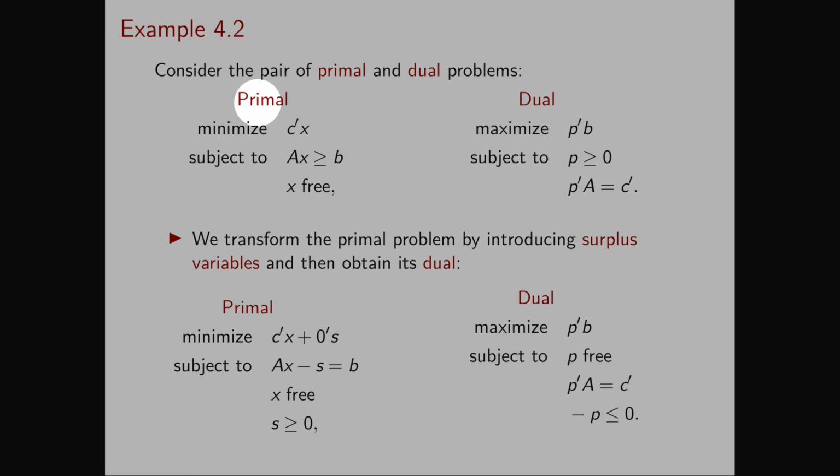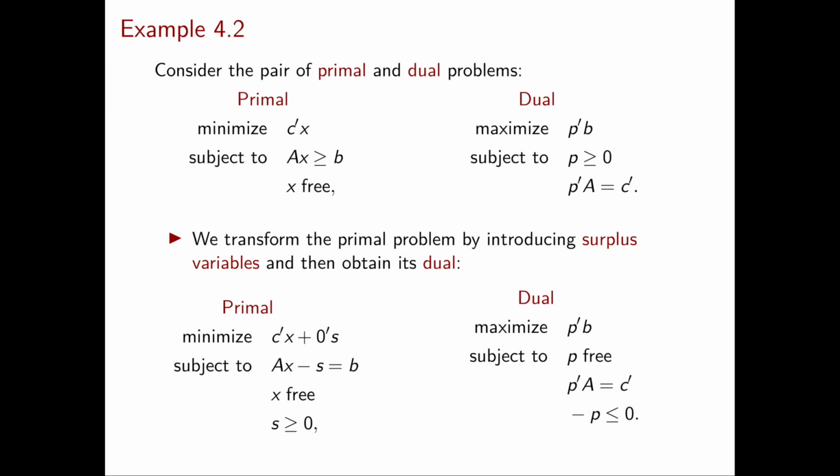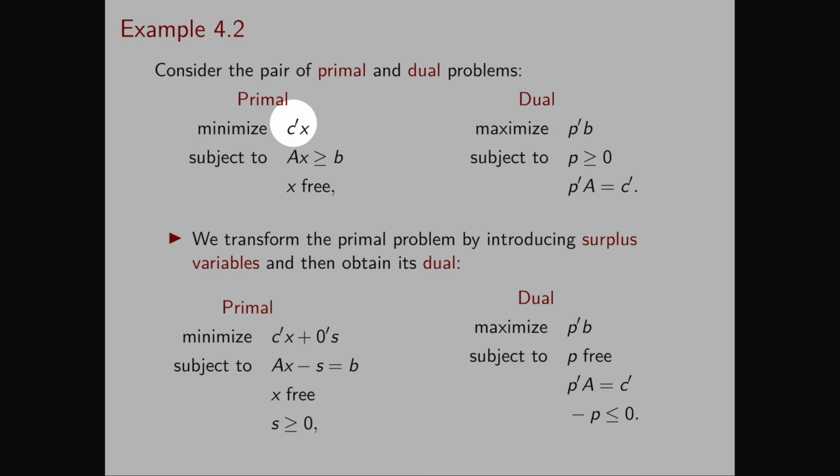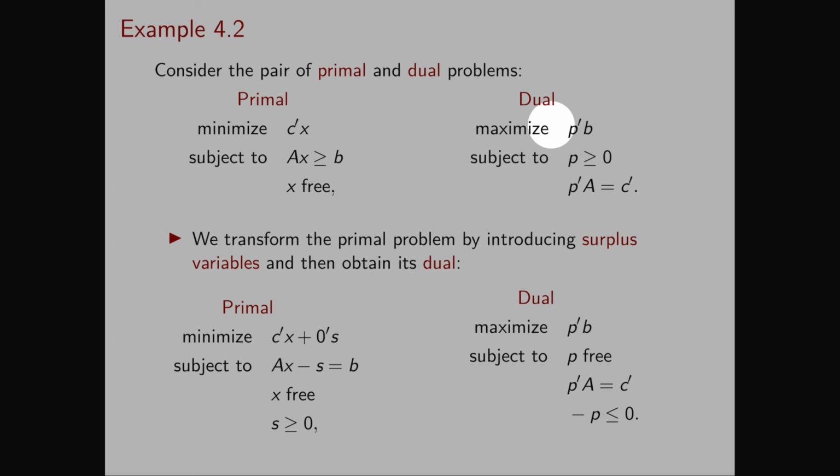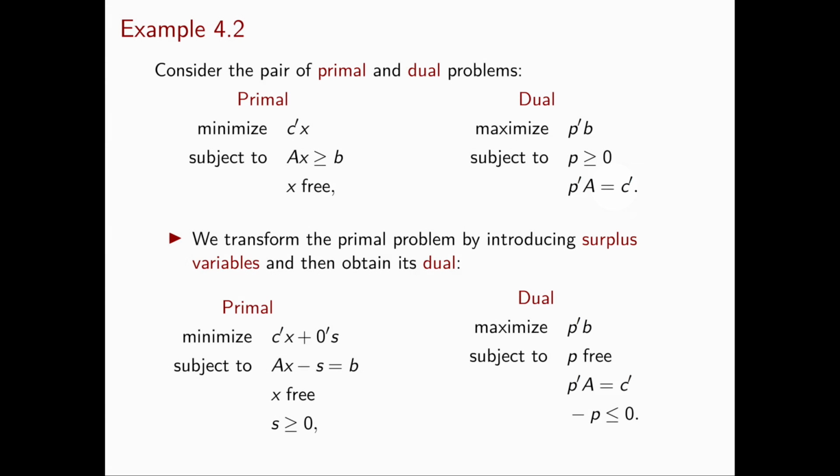Let's look at the primal problem written here. We're minimizing C transpose X subject to AX greater than or equal to B and X free. If we write down the dual following the definition, we obtain the problem of maximizing P transpose B subject to P greater than or equal to 0 and P transpose A equal to C transpose.